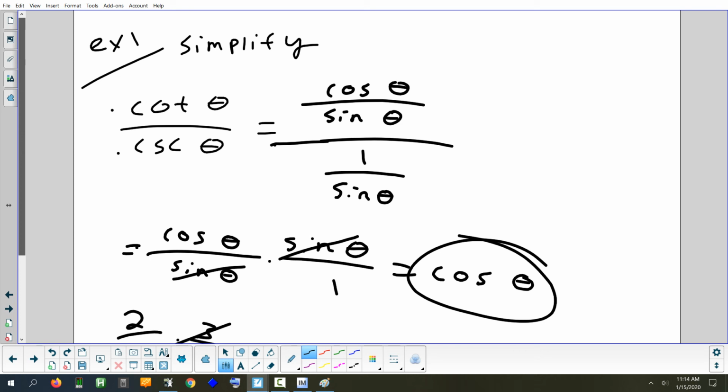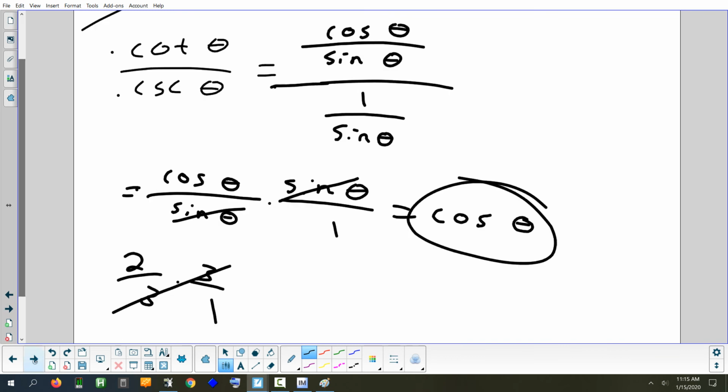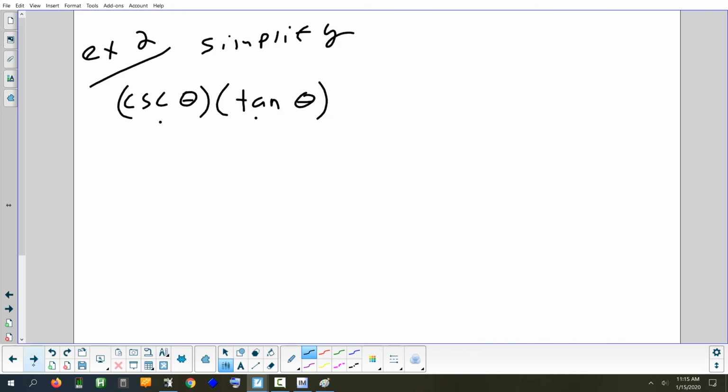And you have a button for that on the calculator if you had to do more with it. But that's it. That's a trig identity. That would probably be considered an easy one. Questions on that?